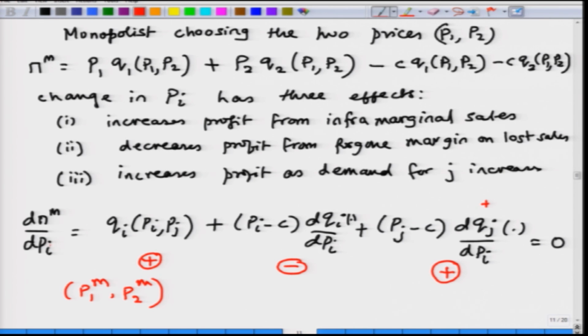So, I do it with respect to P1 and I do it with respect to P2, and because of these 3 terms, of which 2 are positive and 1 is negative, we would expect that the P1m that we solve for is greater than the P1b that we solved earlier, and the P2m that we will now get will be greater than the P2b that we solved earlier.